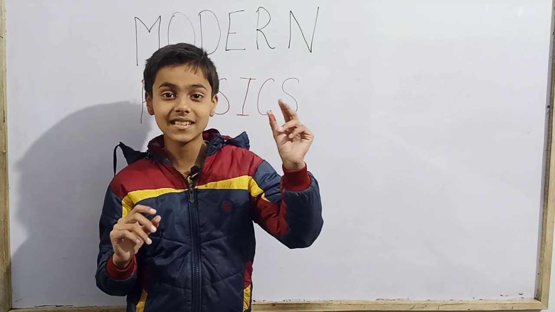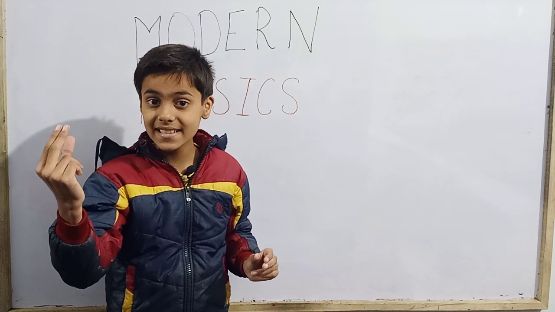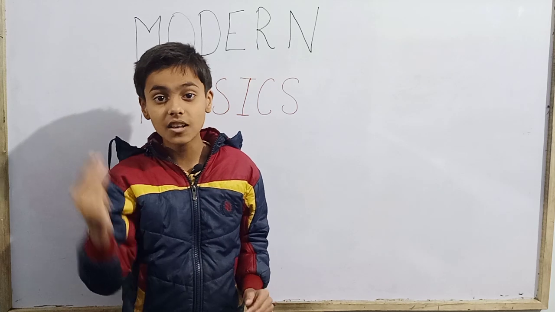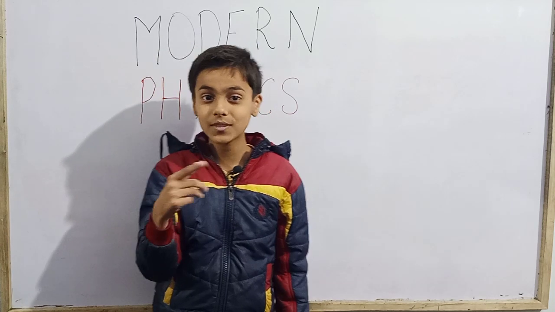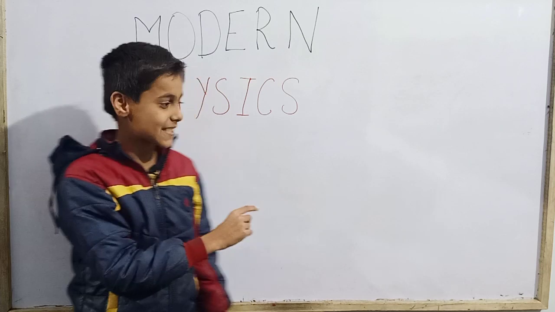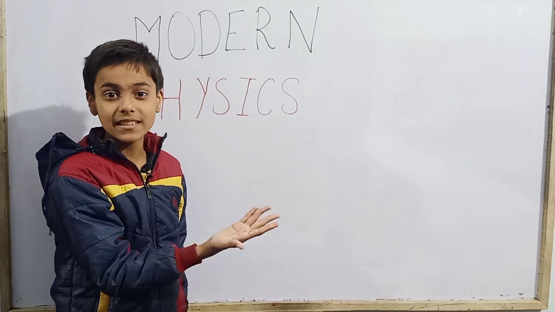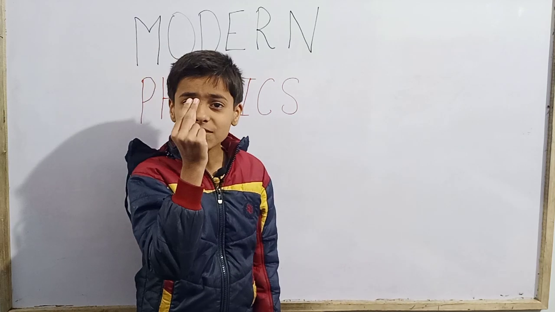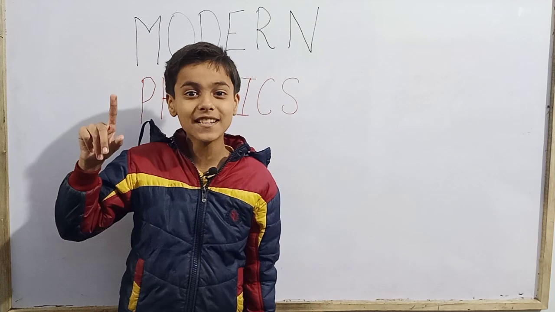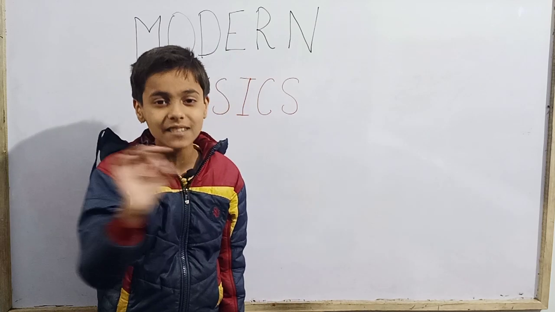If an electron is here at some instant, then at some other instant it will be there without passing through this point. That's the quantum mechanics. Without passing through the midway, it can reach its final destination. So that's really very confusing.